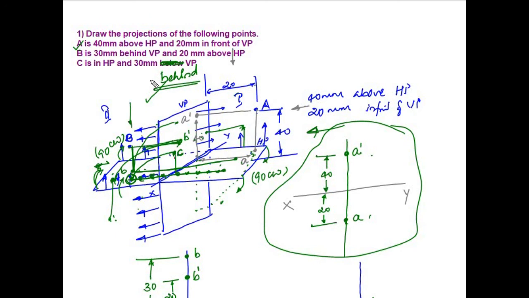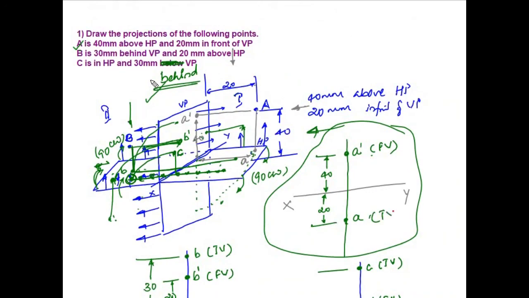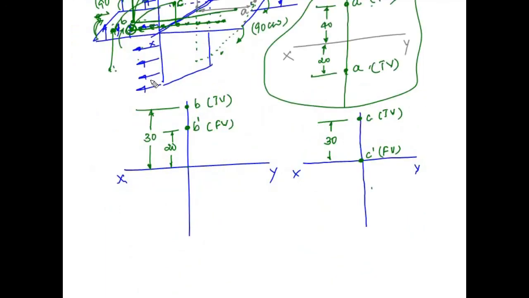When it rotates, it comes above XY line. Whatever is the distance behind, I will take and mark here, 30 mm behind, so it becomes 30 mm above XY line. So this is my top view and this is my front view. Similarly here also. You need not write these things like that. As soon as you indicate with a small letter and a prime, it indicates which is the top view and front view. This distance here is 30 mm.